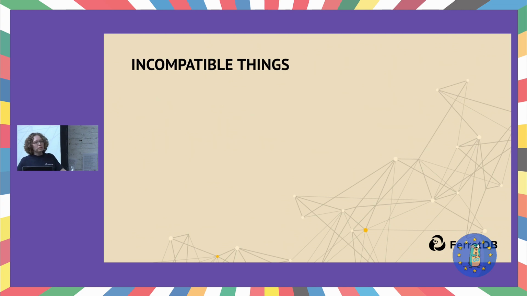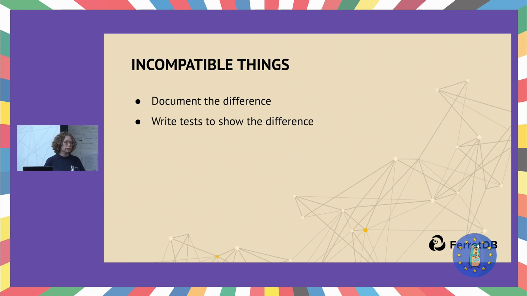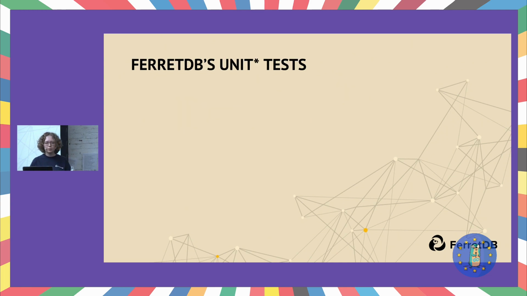Of course, some things are not compatible. For example, we decided to not implement not a number values, and for incompatible things, we just document the difference, and we write special tests that show the difference. So we write tests that pass for MongoDB and fail for FairyDB, or the other way around, pass for FairyDB and fail for MongoDB. This way we show the difference for things that are not compatible.